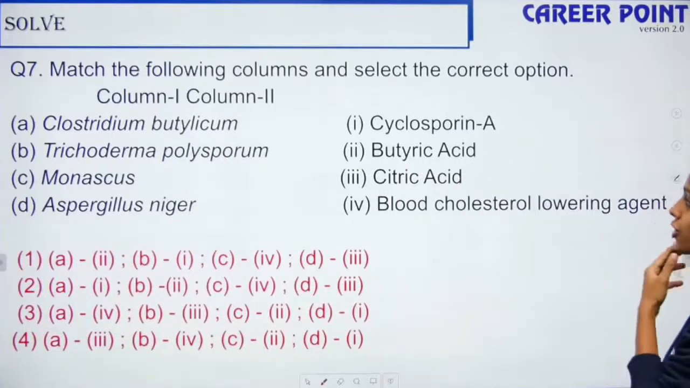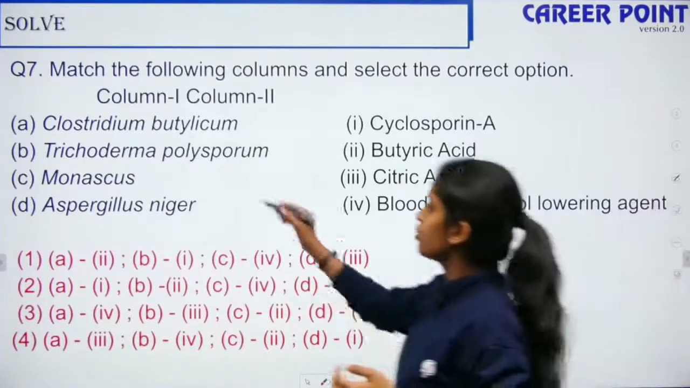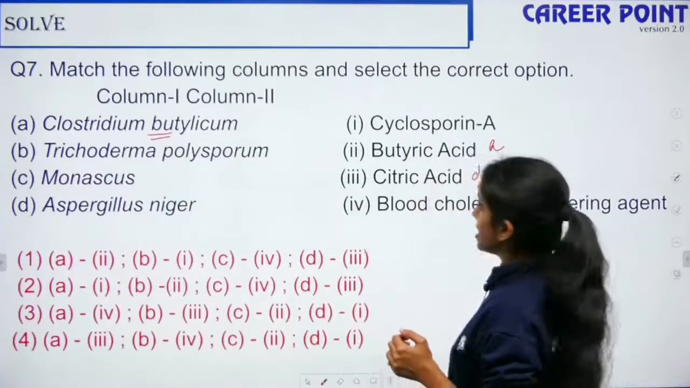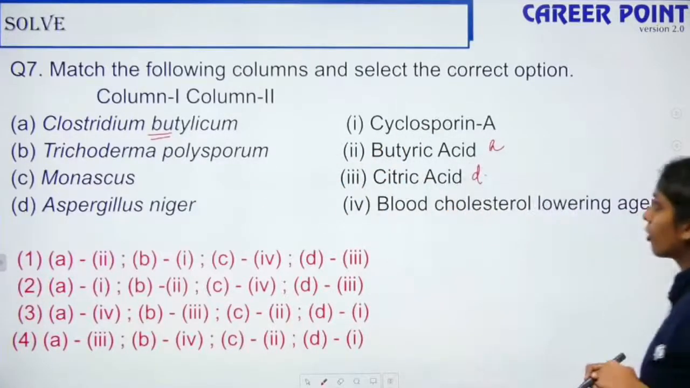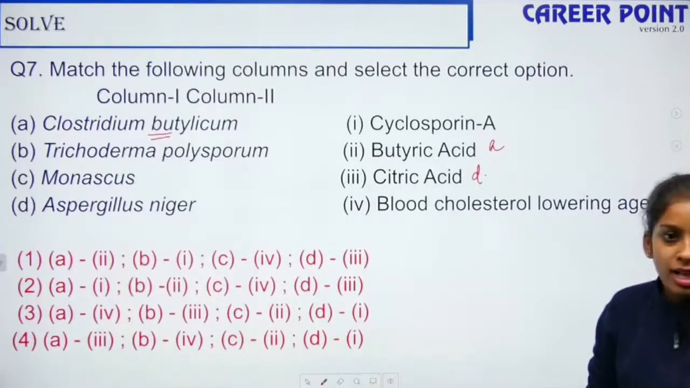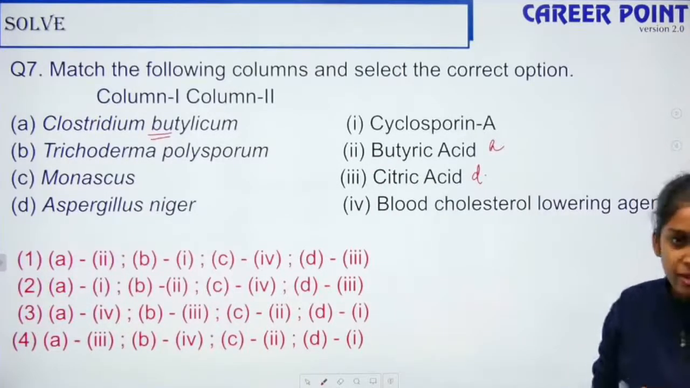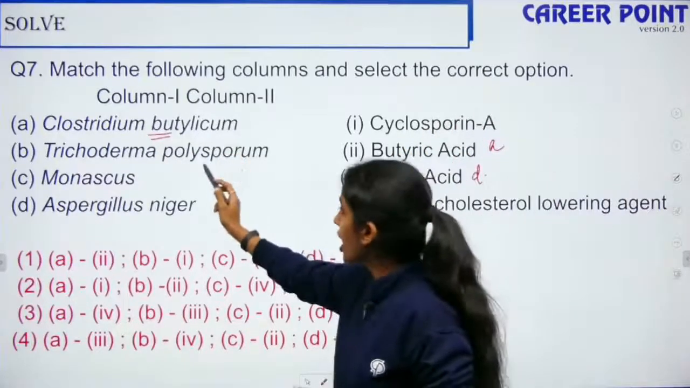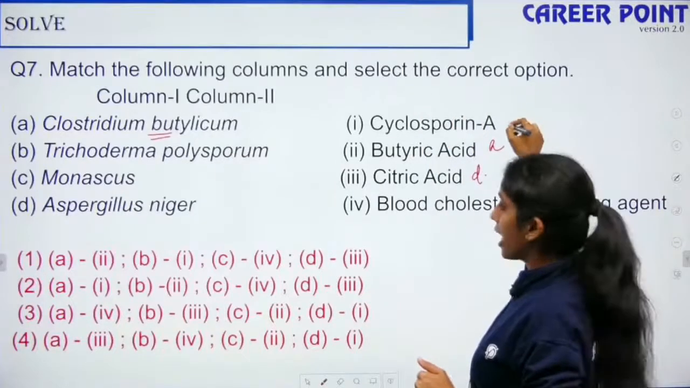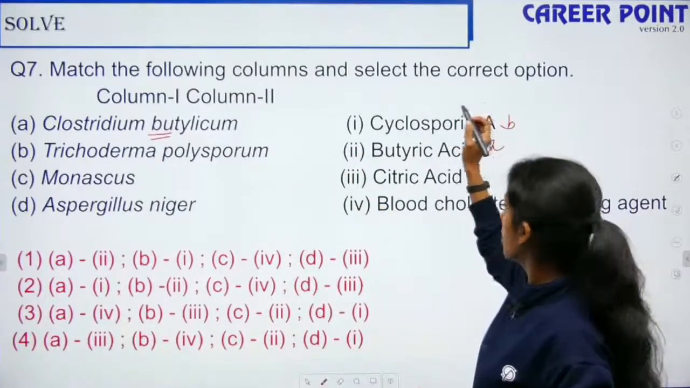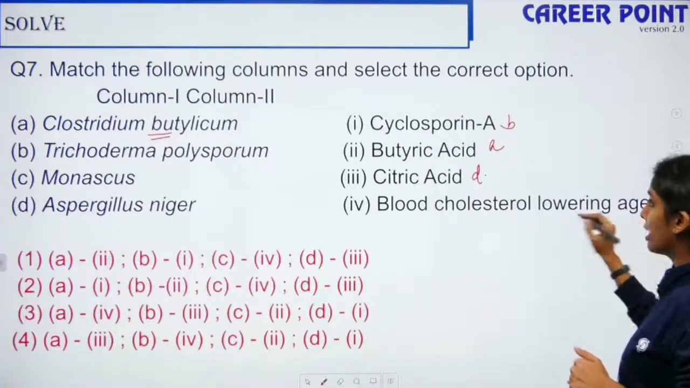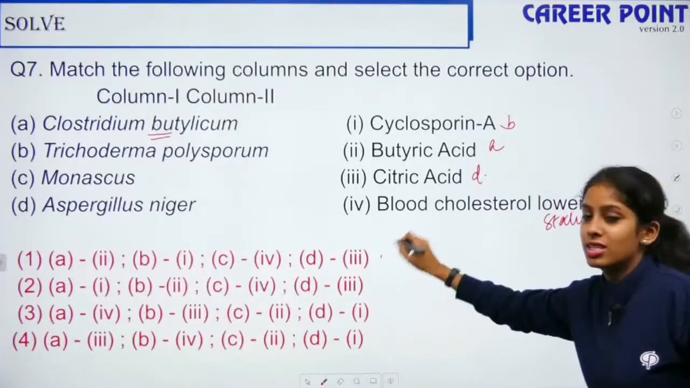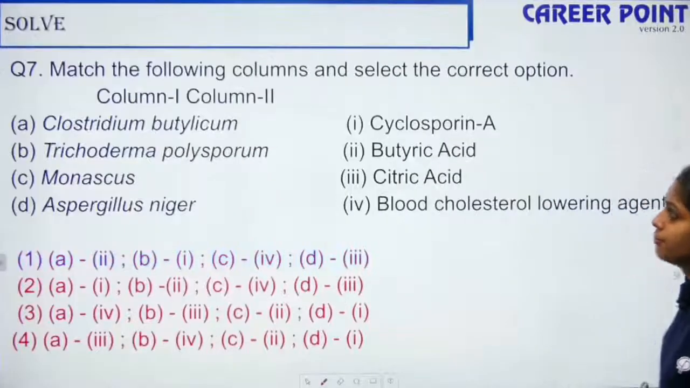So Clostridium butylicum produces my butyric acid. Aspergillus niger is acetic acid. So Trichoderma polysporum, what does it produce? Yes, everyone has given me the right answer. So Clostridium butylicum, butyric acid. And Trichoderma polysporum, cyclosporin A. And Monascus, blood cholesterol lowering agent, that is statins. So this is C and D. So this is the right answer. Yes, you're right guys. Perfect.